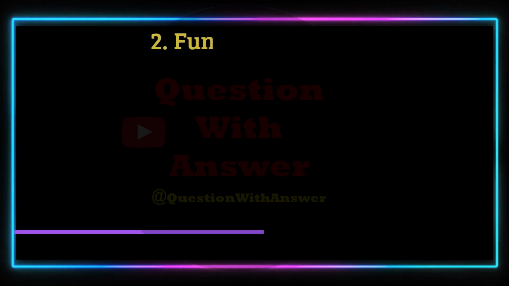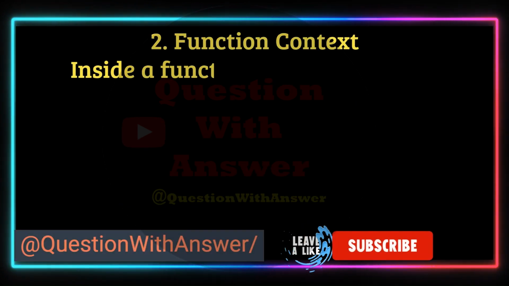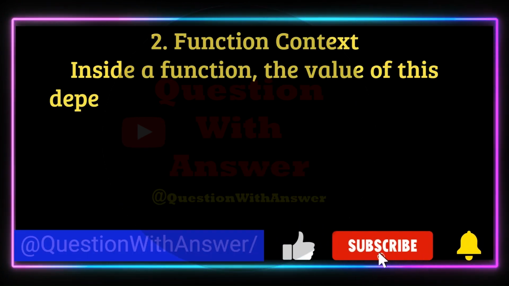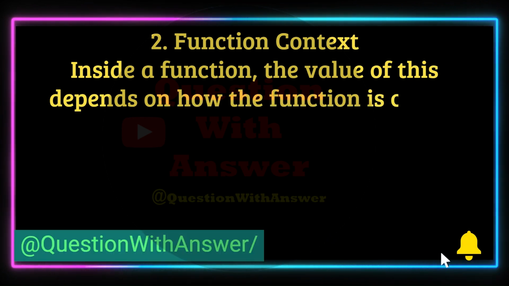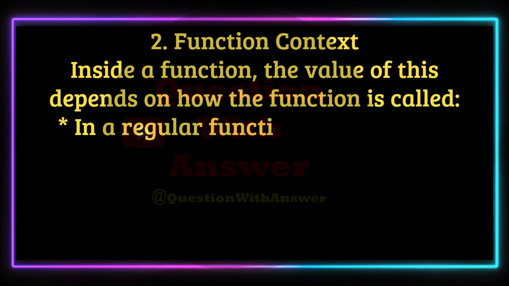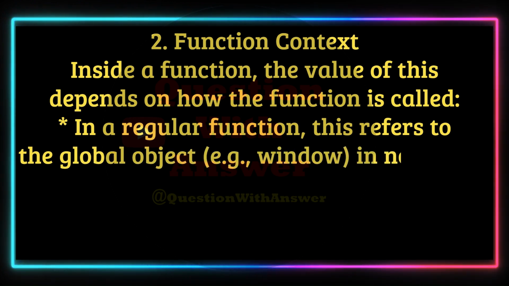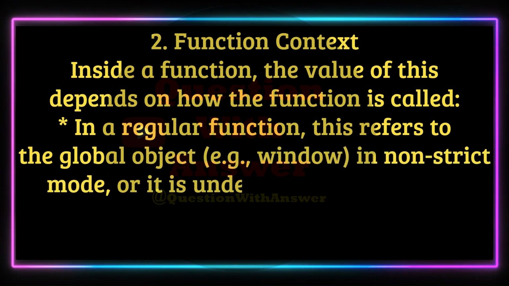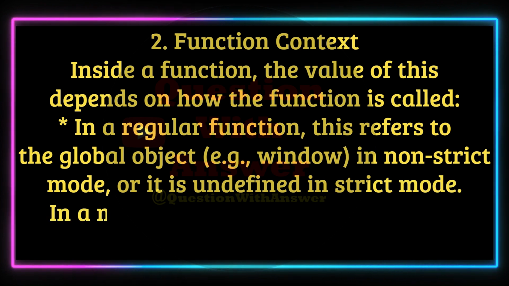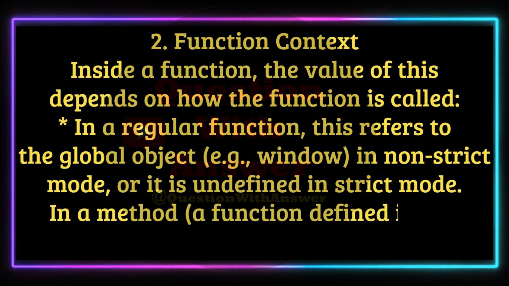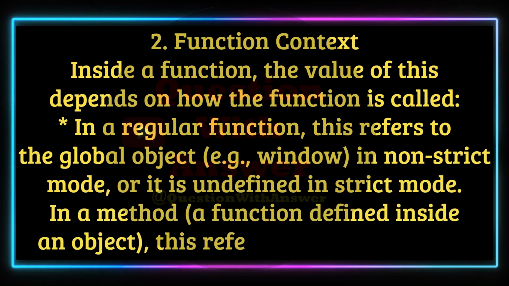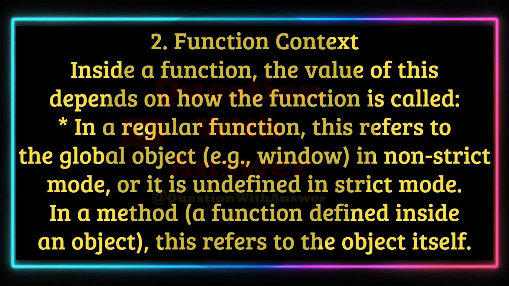2. Function context. Inside a function, the value of this depends on how the function is called. In a regular function, this refers to the global object, for example window, in non-strict mode, or it is undefined in strict mode. In a method, a function defined inside an object, this refers to the object itself.